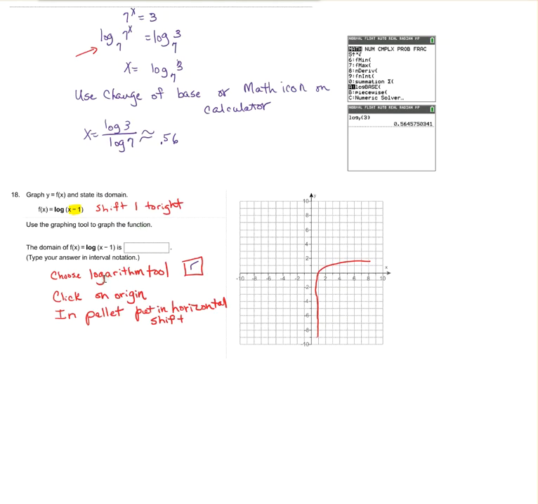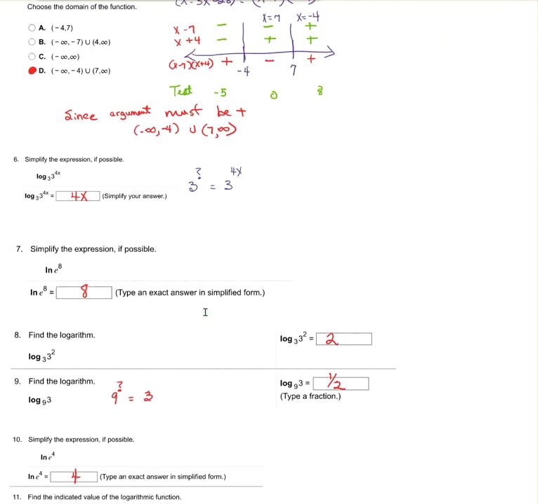All right, let's look at that last one. Graph y equals f of x and state its domain. So this is one where you have to use the tool, and you'll choose the logarithm tool, which is going like that. You'll click on the origin, and in the palette, you'll put that there's a horizontal shift. It shifts 1 to the right. If it's -1, it's going to the right. So you'll put in that horizontal shift to the right, and you should be able to get your graph. Hopefully, choose the right tool, click on the origin, that palette will come up, put in the horizontal shift. So I think that'll get you going on logs.